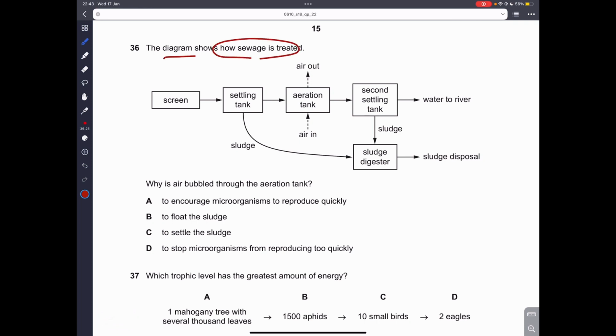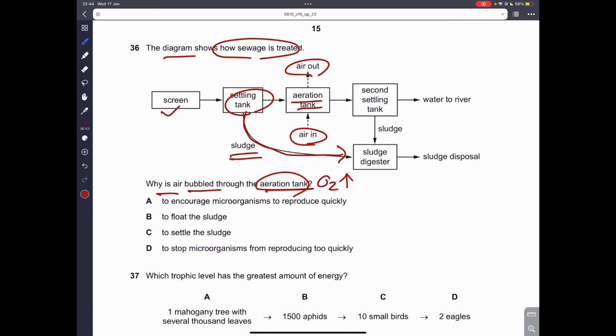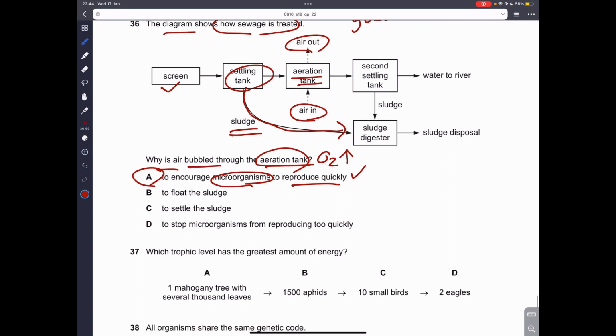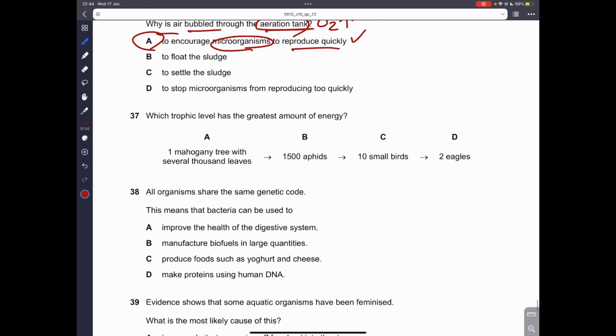Question 36. The diagram shows how sewage is treated. Why is air bubbled through the aeration tank? So there's a filtering screen, a settling tank where you filter all the sludge or all the poop in general, and the aeration tank where you blow in air. Air is given into the tank to make sure that microorganisms reproduce quickly. In this aeration tank, there are actually good bacteria that digest this sewage. So these bacteria are helping us filter it as well. So this is correct.